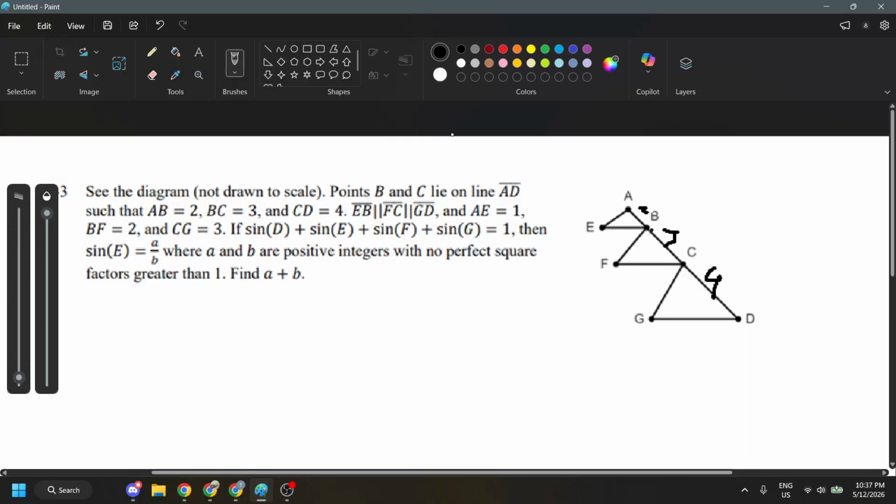So in this diagram, points B and C lie on line AD such that AB is equal to 2, BC is equal to 3, and CD is equal to 4. EB is parallel to this, which is parallel to this. So it means that this angle is the same as this angle is the same as this angle. And AE is equal to 1, BF is equal to 2, and CG is equal to 3.